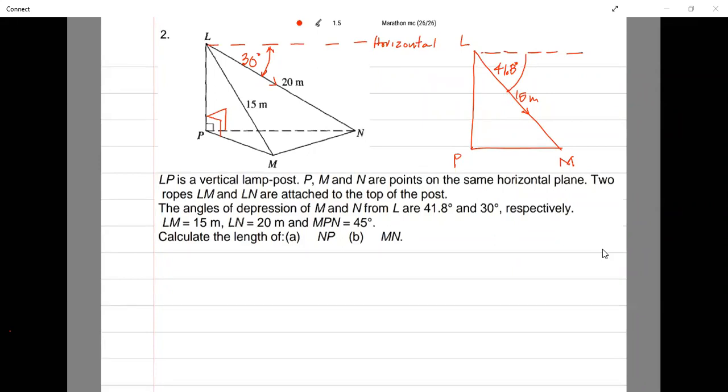Now, what we're asked to do next is, we're told that LM is 15, LN is 20. And we're told that the angle MPN, that's the angle in here, for the triangle on the ground, is 45 degrees. We're asked to calculate the length of NP.